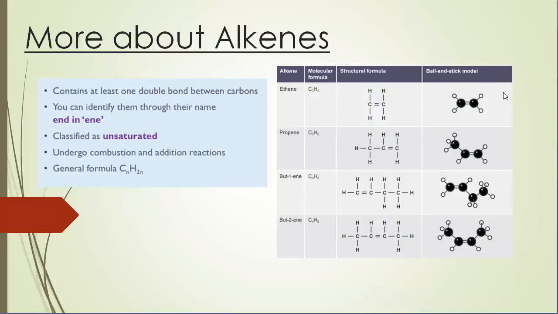Next, we learn more about alkenes. Alkenes contain at least one double bond between carbons. You can see here, every alkene has one double bond between carbons. You can also identify them through the name ending in ENE. They are classified as unsaturated hydrocarbons. Alkenes can also undergo combustion and addition reactions.